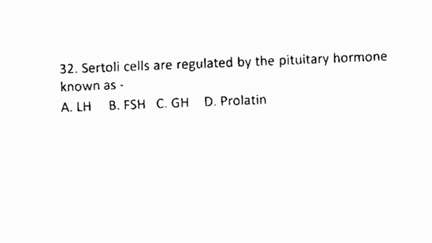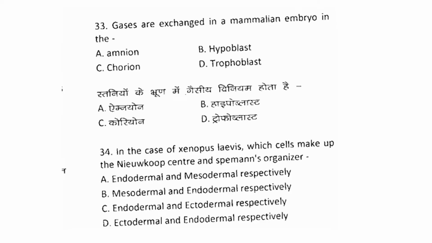Next question is, Sertoli cells are regulated by the pituitary hormone known as. So answer is B, FSH, follicle stimulating hormone. So the next question is, gases are exchanged in mammalian embryo in the. Options are amnion, hypoblast, chorion, or trophoblast. So the correct answer is chorion.